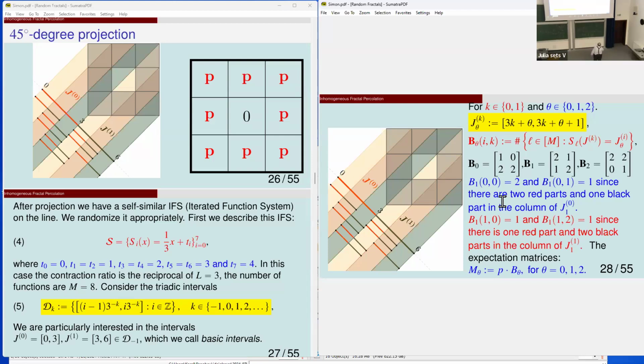So I just like to explain to you why this is B1, 0, 0, because we count the rows from 0. So the rows are numbered with 0 and 1. So B0, 0 is this entry. Why should this entry be equal to 2 as it is? This B1 means that we consider the central column.